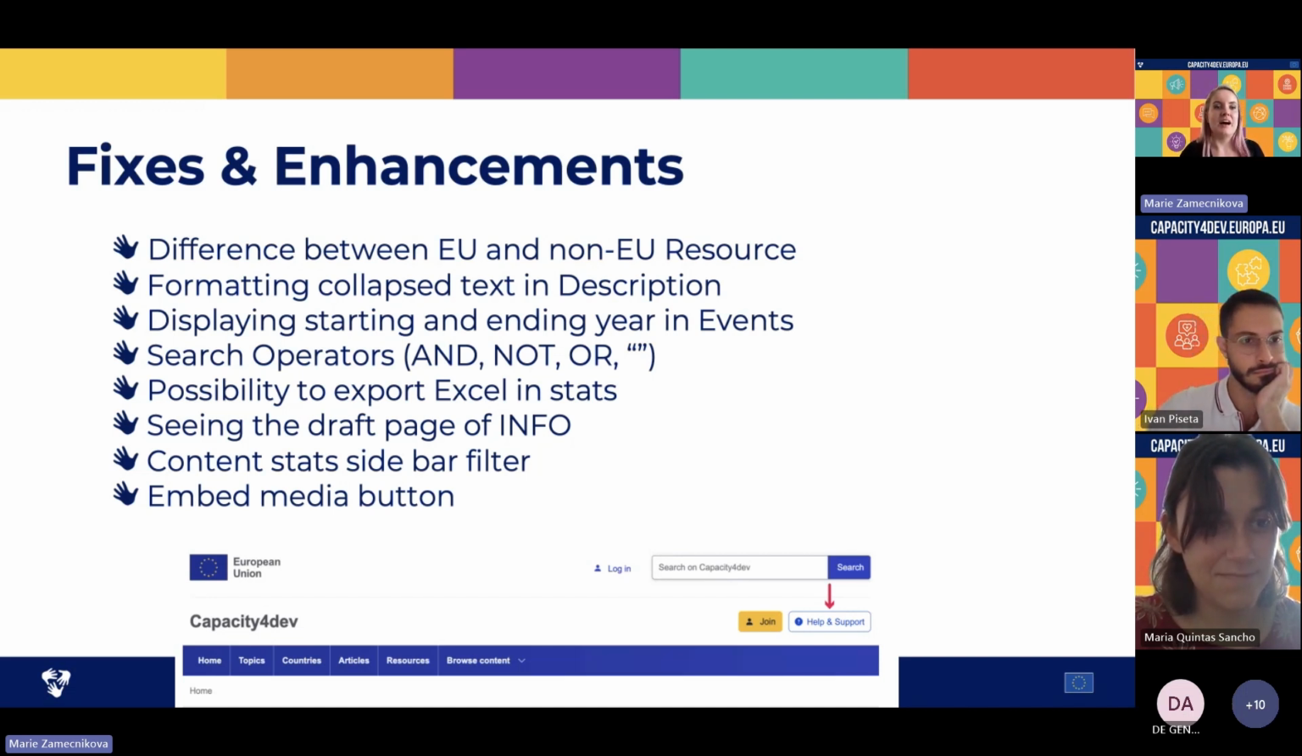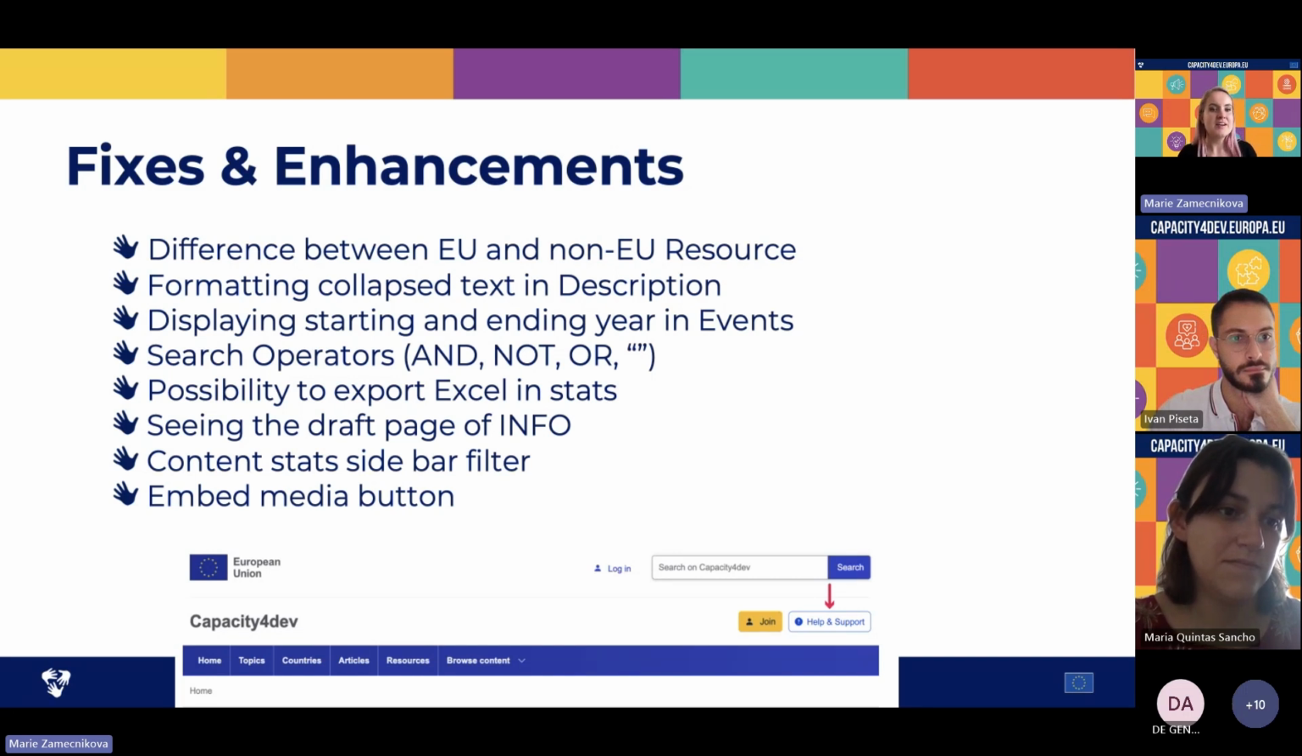Then seeing the draft page of info, we already covered it. This was about the yellowish bar of the different spaces. Then content stats sidebar filter is available towards the different periods. So you can filter the content that was published inside your space within, for example, 7 days, 1 month, etc. So you can just extract the information that you are interested in for your reporting purposes.